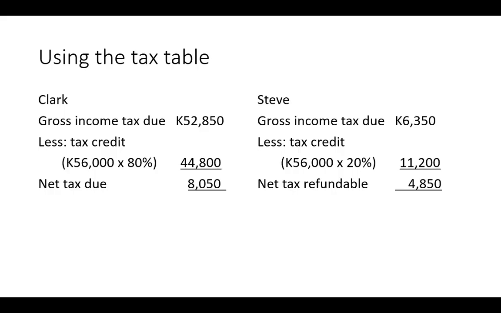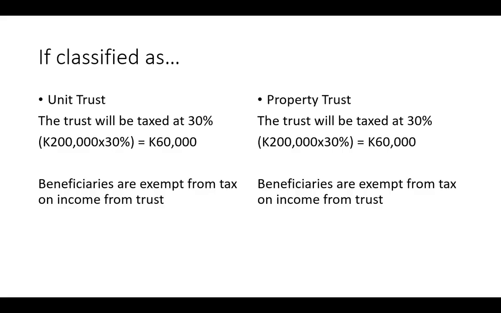Now, if it is classified as unit trust, we know that the tax rate will be 30%. Same with property trust. But because this is unit trust and on the other side property trust, beneficiaries will be exempted of paying income tax due.